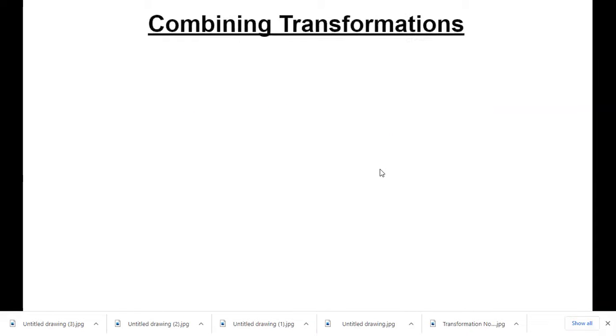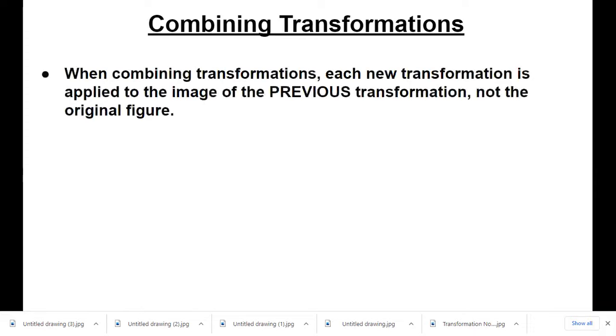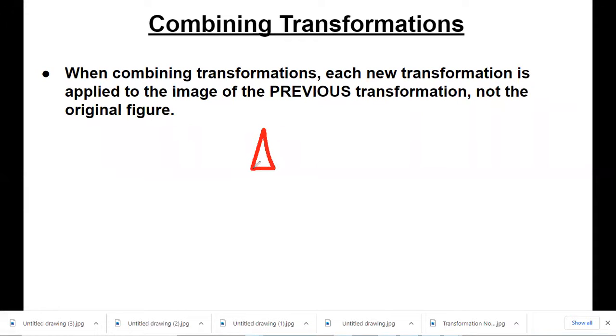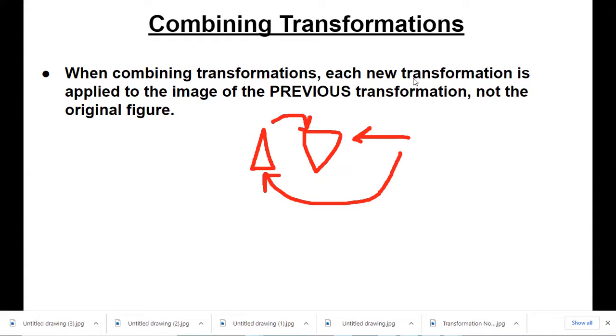So let's talk about combining transformations. We talked about that a little in our last lesson. When you combine transformations, each new transformation is applied to the image of the previous transformation, not the original figure. So for example, if I have triangle ABC here and I turn it upside down and do a little rotation, and then I want to do another transformation, let's say a slide, a translation, I'm going to apply that slide to this figure, not to that figure. So every step, I apply it to the one previous to it.